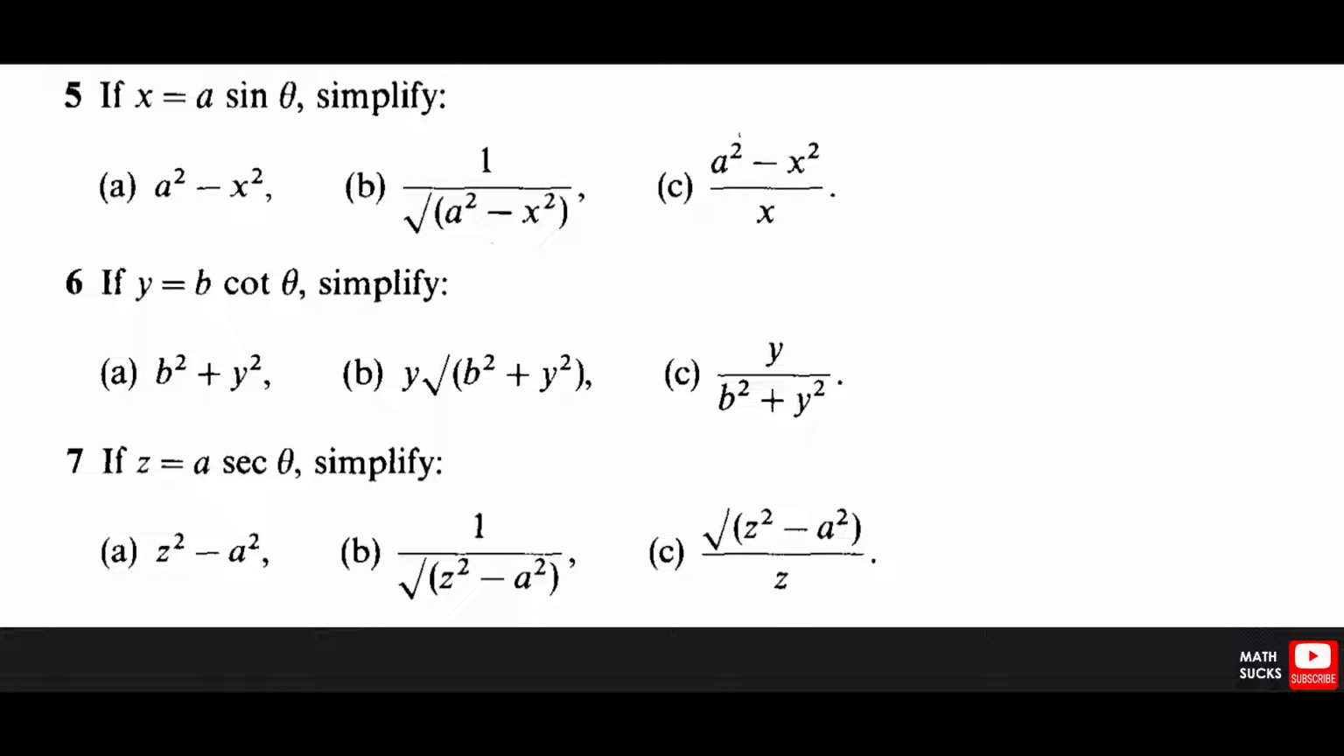Question 5a is saying that if x is equal to a sine of theta, then we simplify, and what we are simplifying in part A is a squared minus x squared. So again, the idea is to just plug in x, that means we have a squared minus a sine of theta, and this is squared. And so we open up, so this is a squared and this is sine squared of theta, and I can say common factor a squared into 1 minus sine squared of theta.